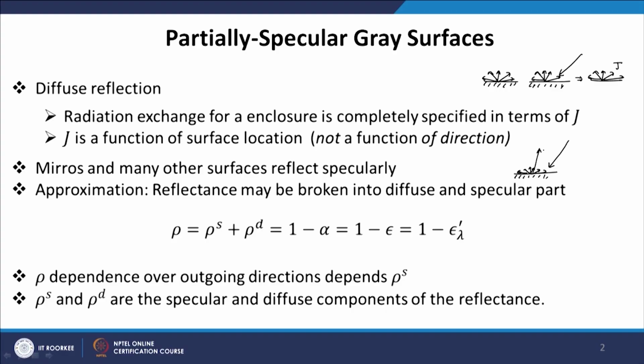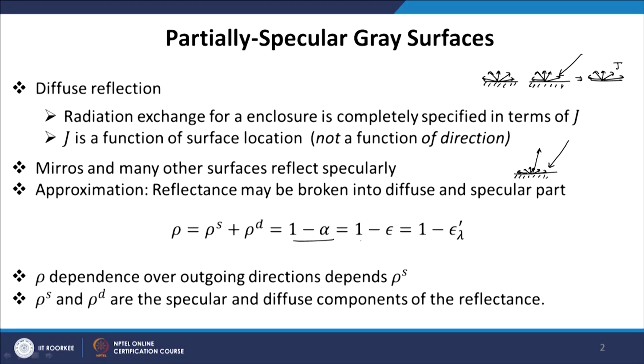For example, mirrors. Mirrors find applications in many problems, especially in solar energy. These mirrors and many other surfaces behave like specular or partially specular surfaces. As such, the method of analysis is complicated unless we do some simplification. The simplification here is that the surface may have a component for specular reflection, but it emits radiation and absorbs radiation diffusely.